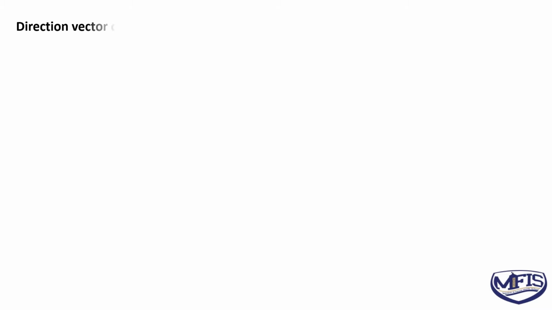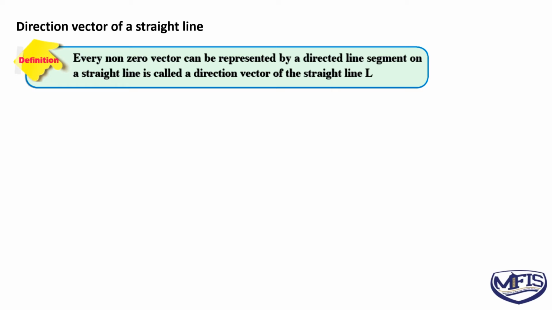Today we'll start a new video: equation of a straight line, vector. So we have the direction vector of a straight line. Every non-zero vector can be represented by a directed line segment on a straight line. It's called a direction vector of the straight line L.